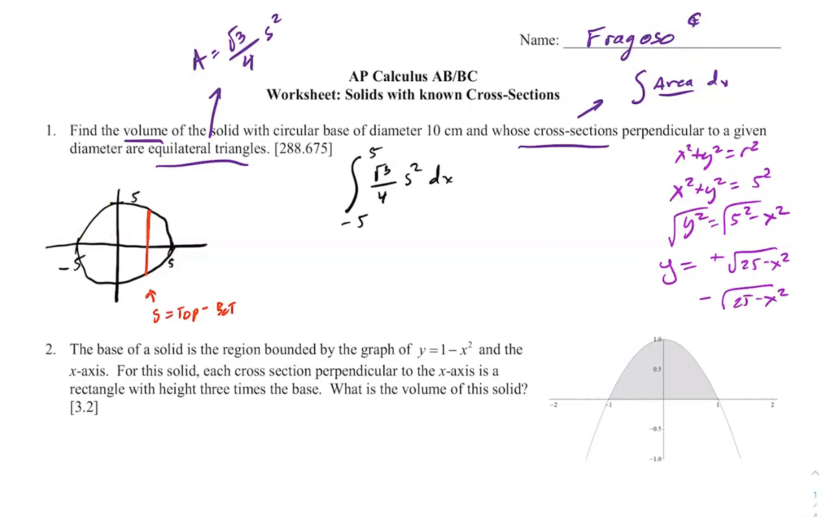Again, they didn't give me a formula, but if it's a circle, I should know the formula of a circle: x squared plus y squared equals r squared. The diameter is 10, which makes the radius 5, so I plug that in. I solve for y, because we're going to go up and down, and I get these two formulas. The top is the positive version, y equals square root of 25 minus x squared, and the bottom will be the negative version.